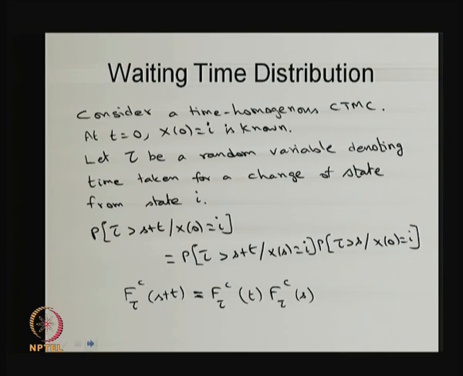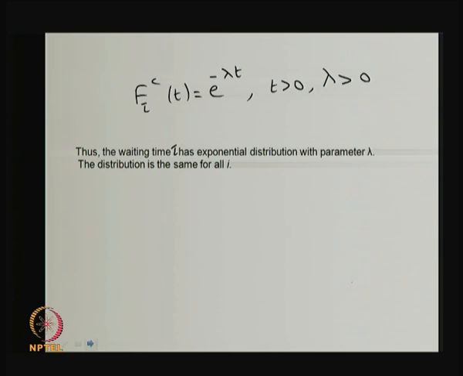Now, we found out the time spent in each state is exponential distribution with some parameter lambda i. The distribution is the same for all i, whereas the value of the parameter lambda may depend on i.